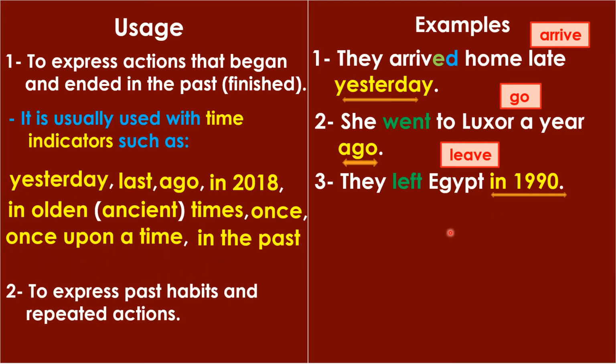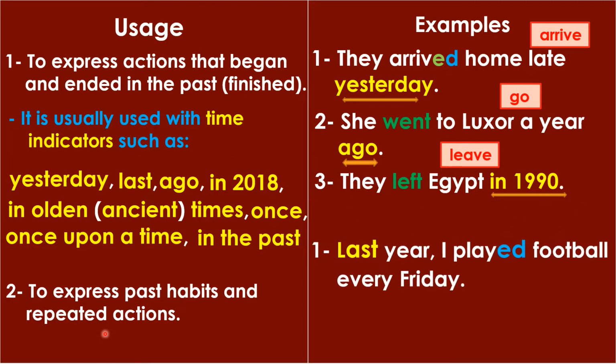Okay. Now, this is the second usage to express past habits and repeated actions. الاستخدام الثاني للتعبير عن العادات اللي كانت في الماضي أو الأحداث اللي كانت متكررة في الماضي. Let's have a look at some examples. Last year, I played football every Friday. So here, played is the past form of the verb play. طبعا هنا played التصريف الثاني من الفعل play. It's a regular verb. And last is the tense indicator.